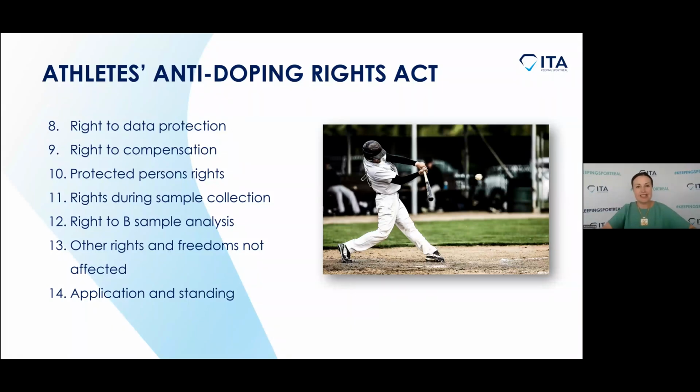Then there's the rights during sample collection, and we'll go over this in detail in next week's doping control session. And that's always a fun one, so please do join me for that. And related to it, there's the right to B sample analysis. This means that in the case of an adverse analytical finding, the athlete can request to have their B sample analysed. Finally, point 13 of the Act states that athletes' other rights and freedoms should not be affected.